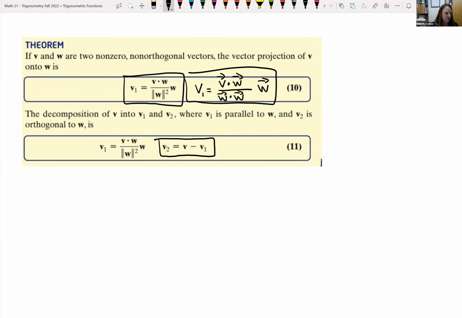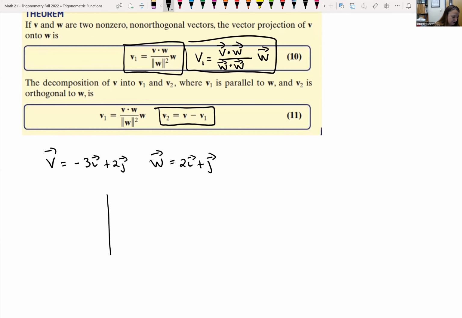So let's look at one more example. Let's say our vector v is equal to negative 3i plus 2j, and vector w is equal to 2i plus j. We want to decompose v into two vectors, v sub 1 and v sub 2, where v sub 1 is parallel to w and v sub 2 is orthogonal to w. So again, let's plot these so we can see it visually also. Making our vectors, we have negative 3, 2, this is our vector v, and our vector w, we have 2, 1.